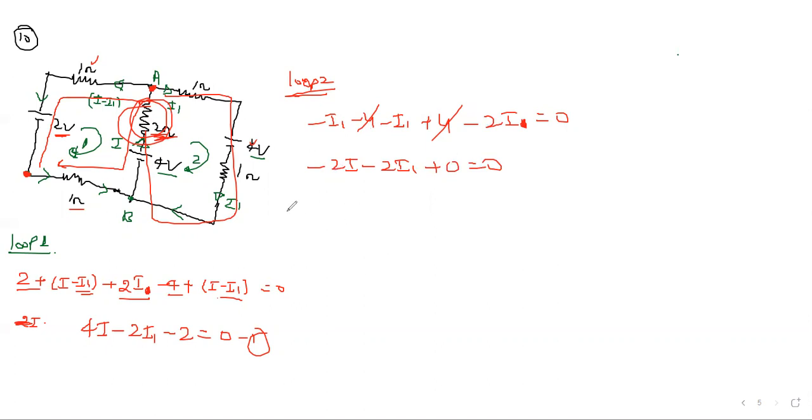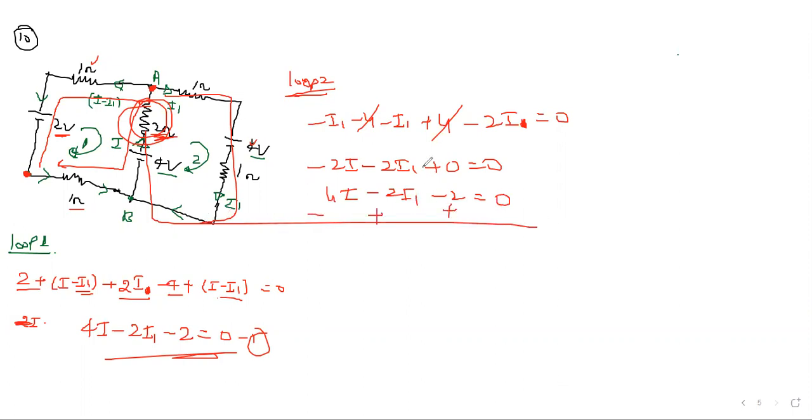If you simplify this, I'm putting both equations together. So 4I minus 2I1 minus 2 equals 0. You can add them, minus plus plus. This gets cancelled, and here you're getting minus 4 minus 6I plus 2, all equal to 0. So I is coming 1 by 3 ampere. This we needed. Not I1, I only. So current I we found as 1 by 3 ampere.